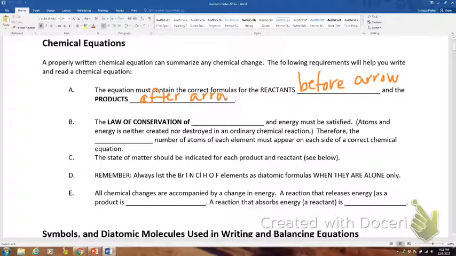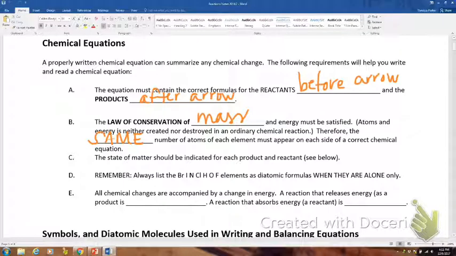Okay, we will be utilizing, of course, the law of conservation of mass, which is why we balance equations, because remember, mass and energy, both of those laws must be satisfied. And for us, mass and energy cannot be created or destroyed in ordinary chemical reactions. Therefore, the same number of atoms must appear on each side of the chemical equation.